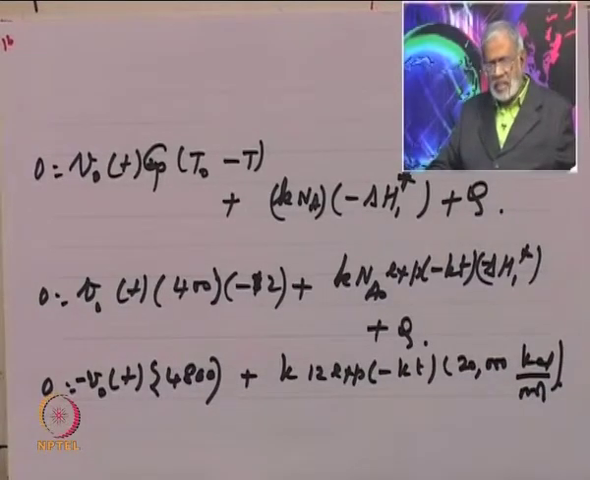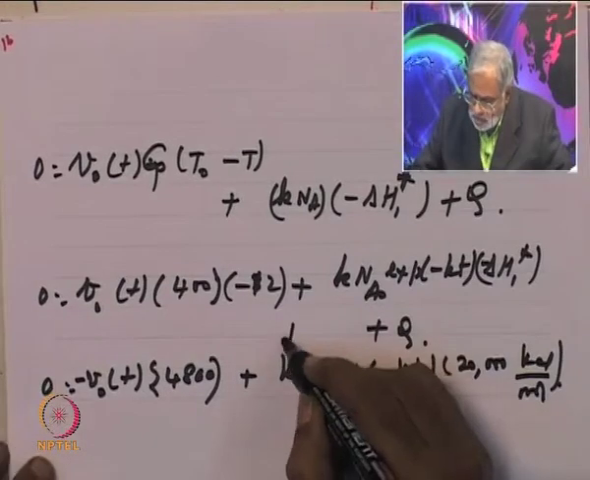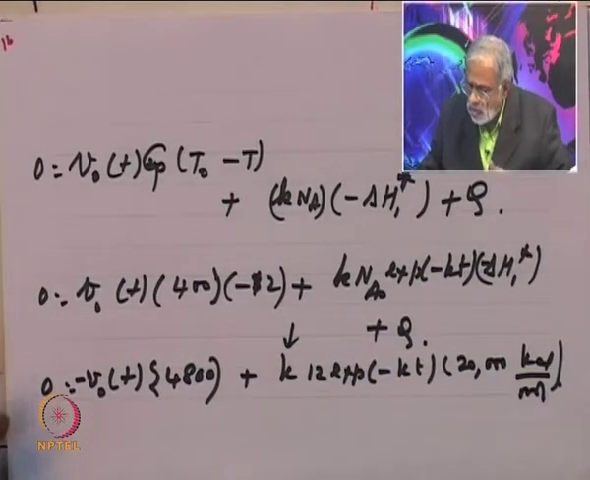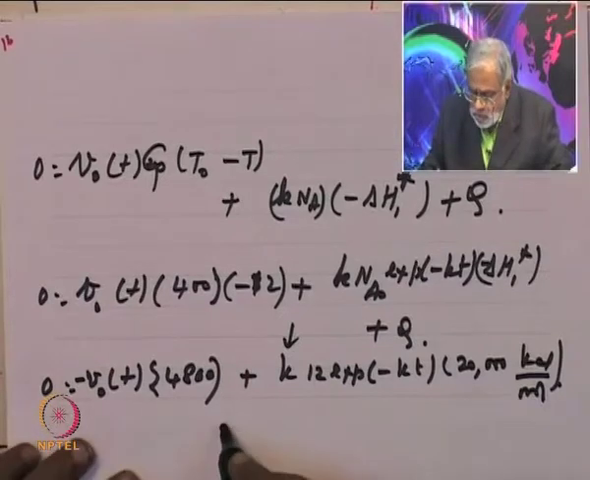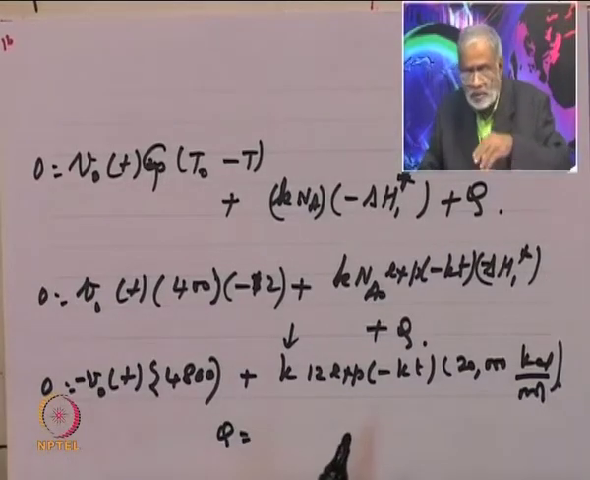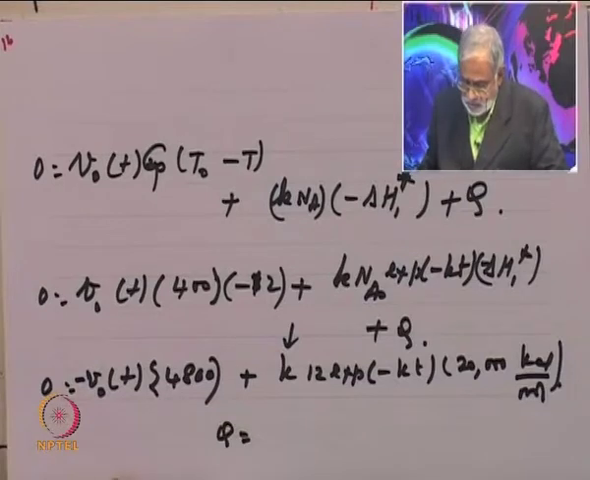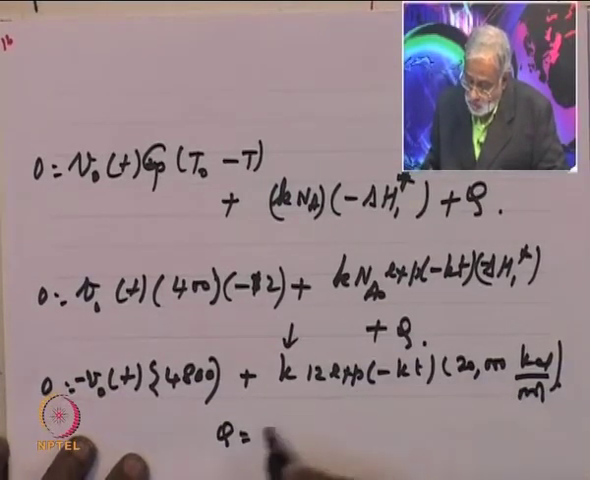Essentially, what we have done, we know k is known, everything is known here. So, we have to find out q. When you do all these calculations, q turns out to be plus q.